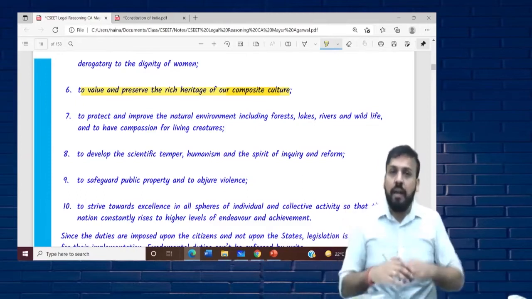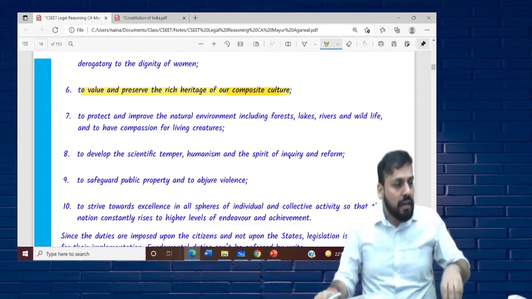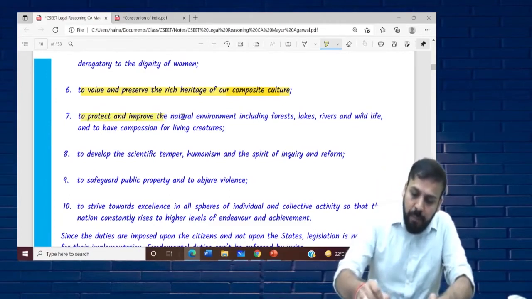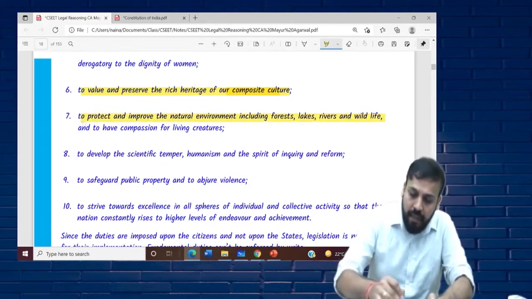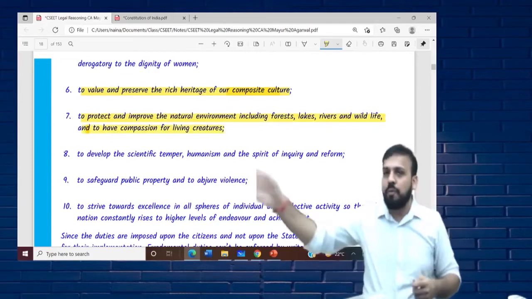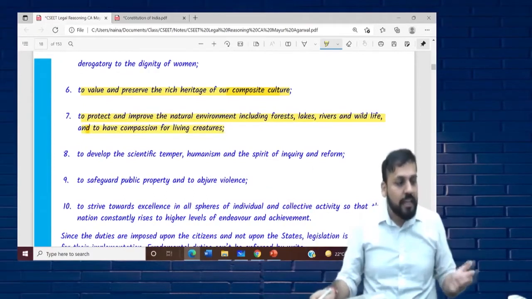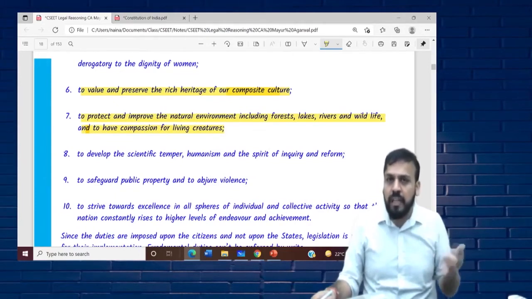Protect it. I'm not telling others are bad. They are also good. But why not protect our culture? At the same time, protect and improve the natural environment, forest, lake, river. If there is a river, you throw plastic, you throw something. No, you protect that. It should be very clean. Whenever you're going into a forest, don't throw things here and there.